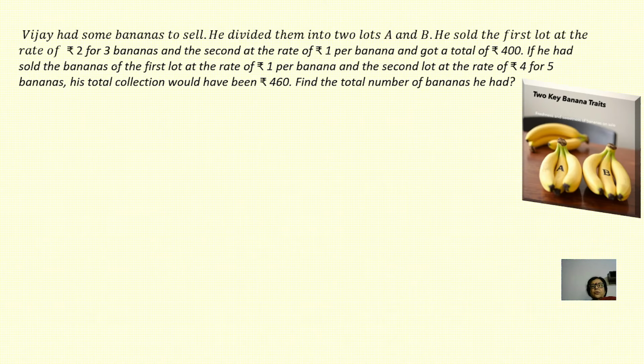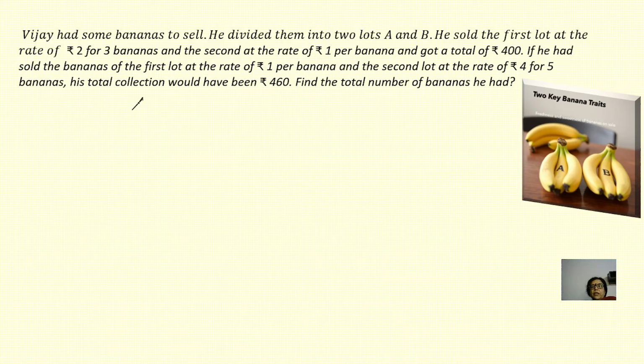Next question is, Vijay had some bananas to sell. He divided them into two lots, A and B. He sold the first lot at the rate of 2 for 3 bananas and the second at the rate of 1 per banana, and got a total of rupees 400. If he had sold the bananas of the first lot at the rate of 1 per banana and the second lot at the rate of 4 for 5 bananas, his total collection would have been 460. Find the total number of bananas he had.